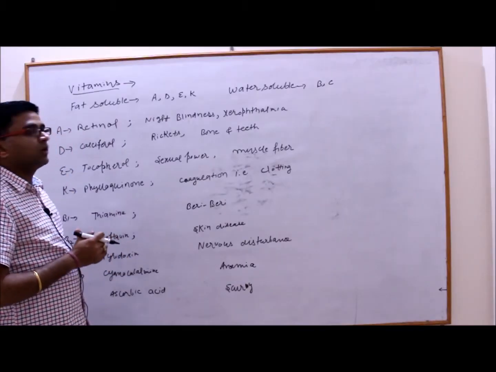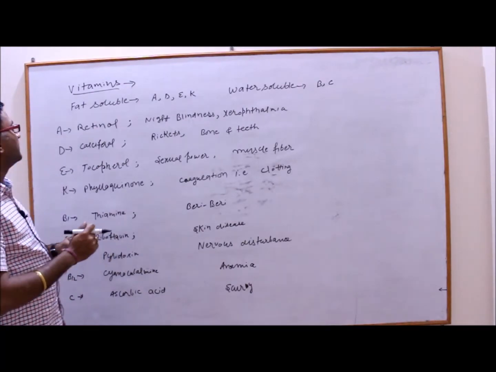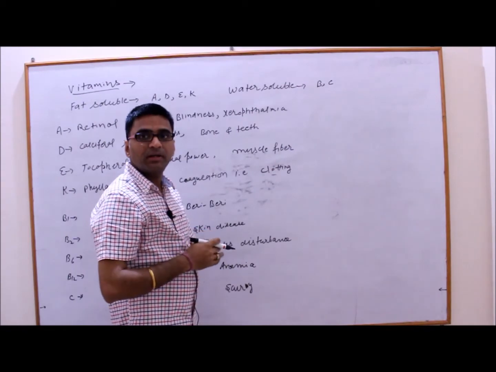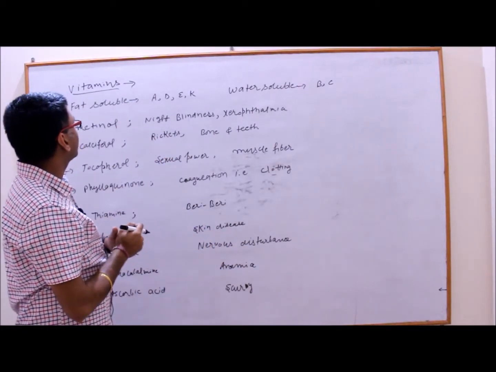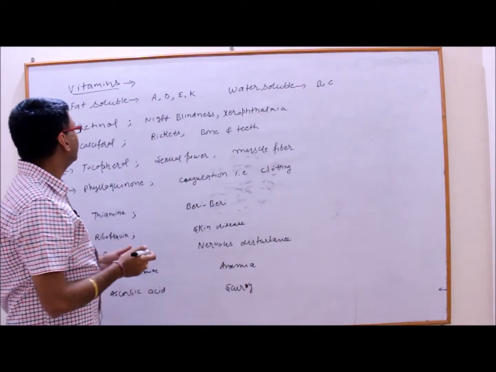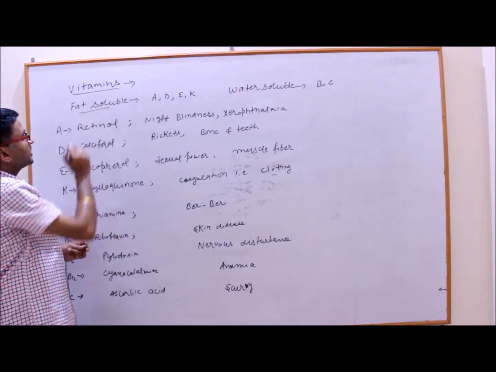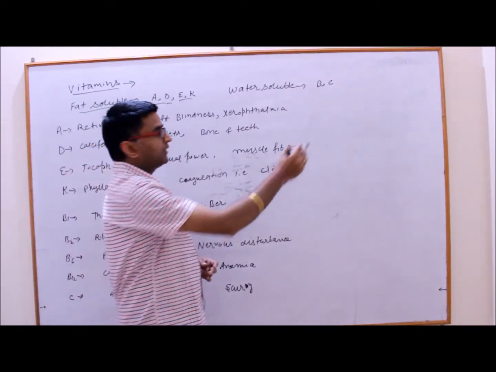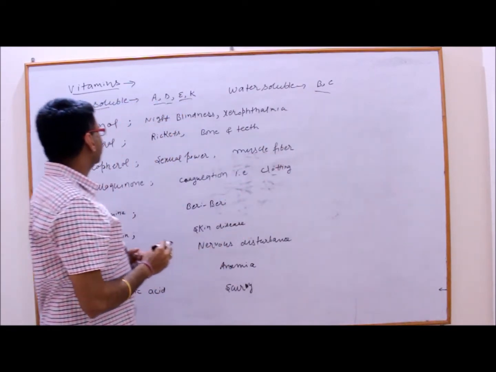Okay, so let's go ahead with the description of vitamins. Vitamins were initially known as vital amines, but later the idea was dropped because not all vitamins are amines. So they are classified as fat soluble vitamins, which are A, D, E, K, and water soluble vitamins, which are B and C.